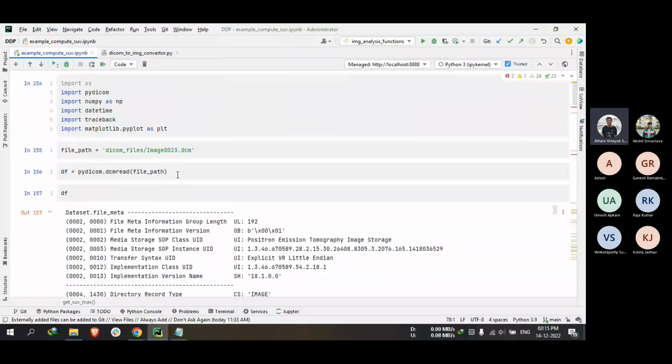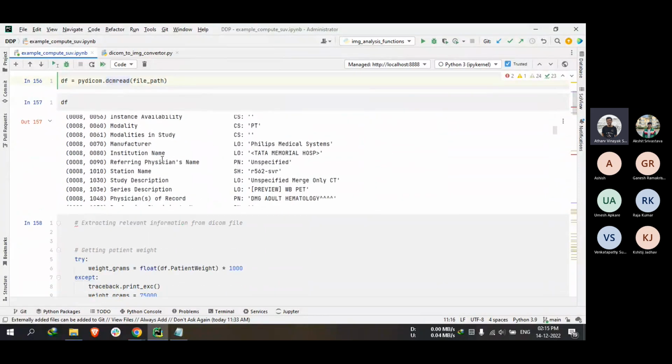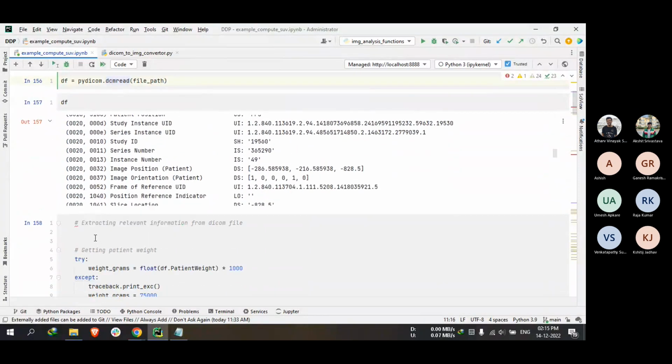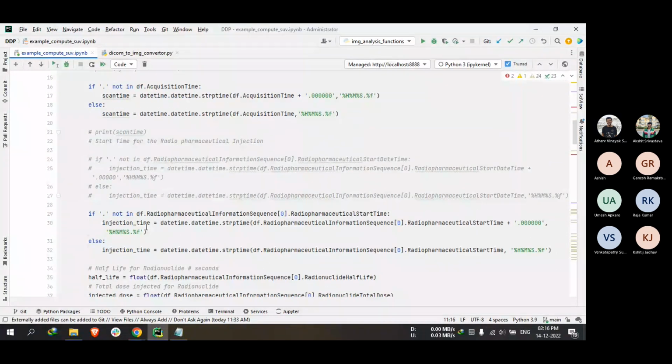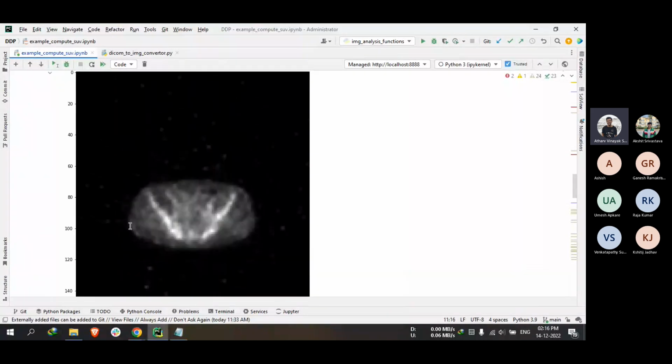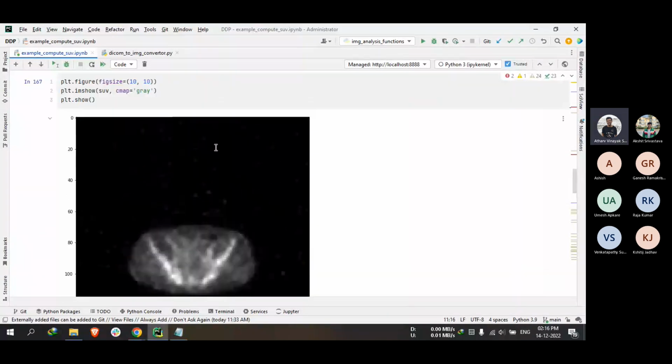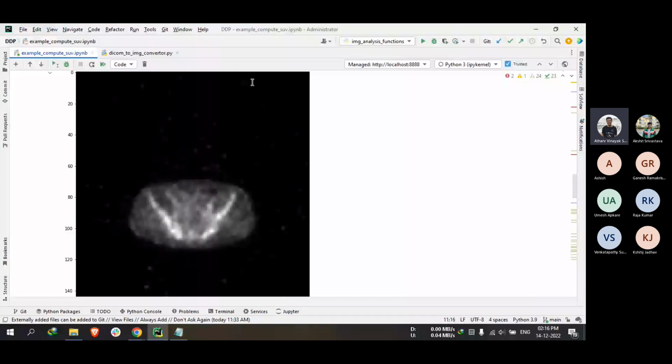Yeah, so this is the code. First, we read the DICOM file. These are some of the information which we get in the DICOM file. Using this, we get all the things which are required to calculate SUV, like convert pixel intensity to SUV. And then this is the image which we get after saving it in grayscale.